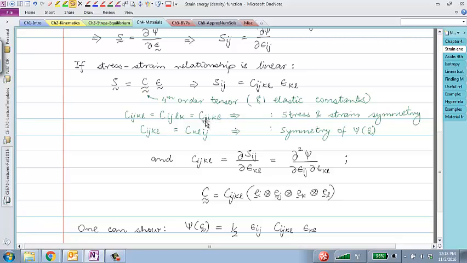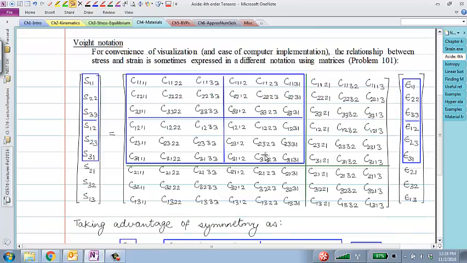So Cijkl should be equal to Cijlk, interchanging kl for strain, or it should be equivalent to Cjikl, interchanging the indices for stress. Which means that I am reducing now from 9 components of stress and 9 components of strain down to 6 components of stress and 6 components of strain, correct? Immediately that means that I've reduced my number of elastic constants down to 36, right? Which is that blue box on that figure that I'm showing you.